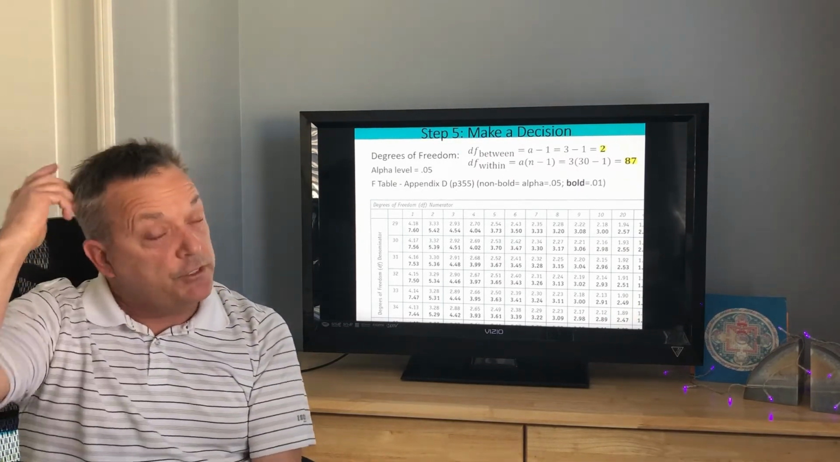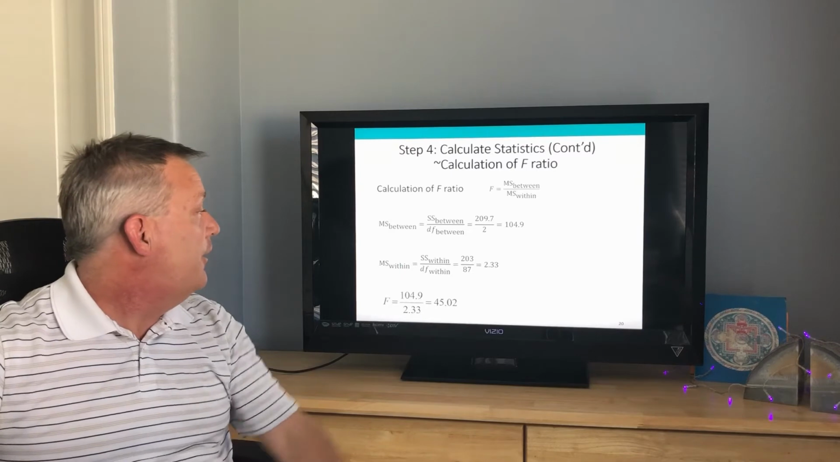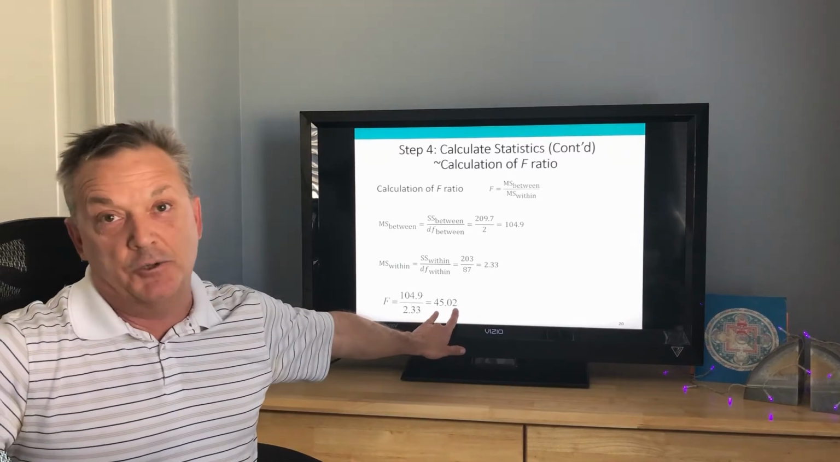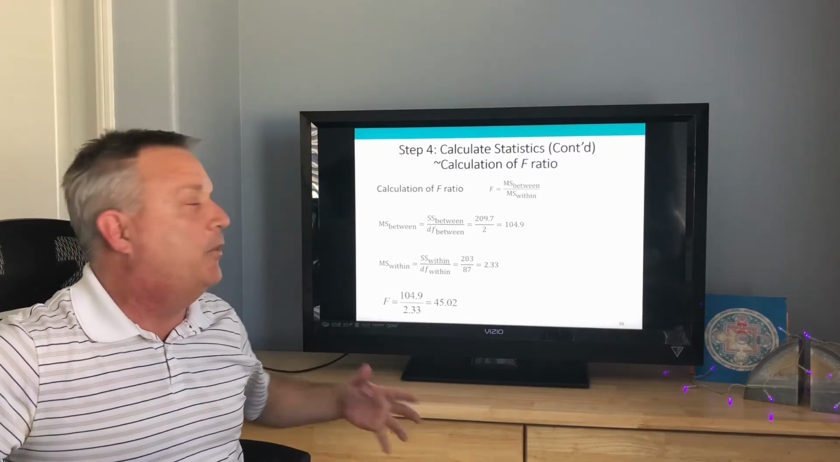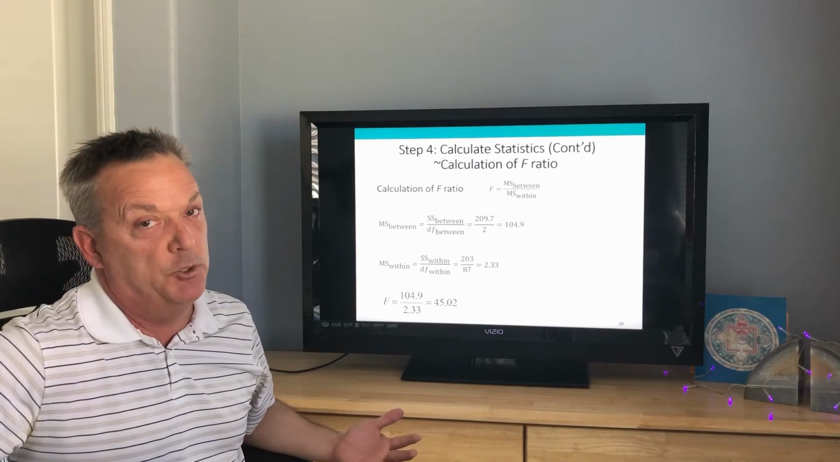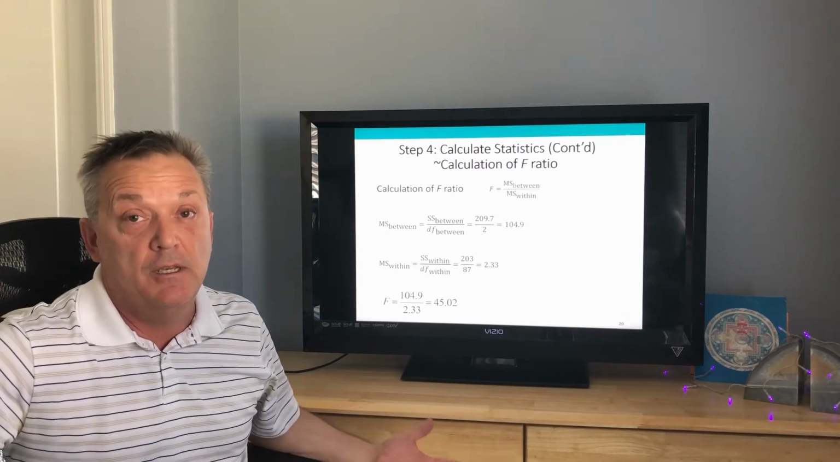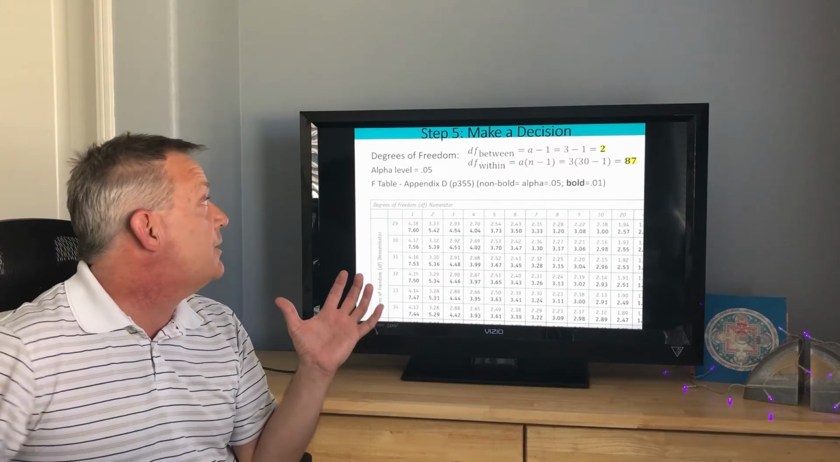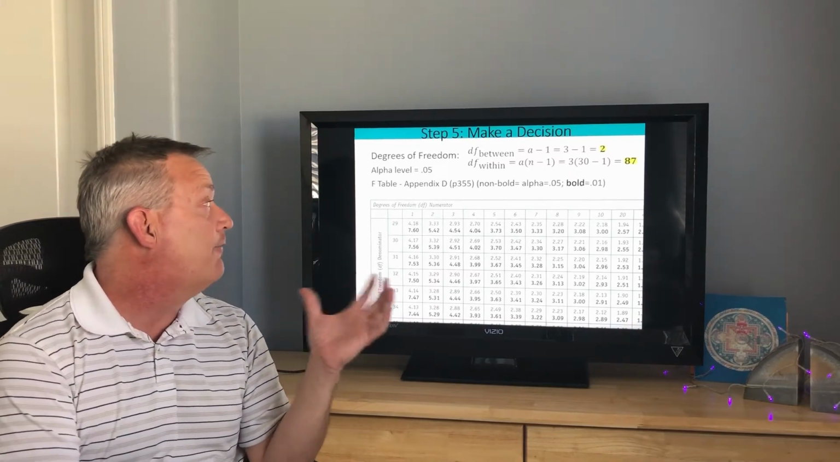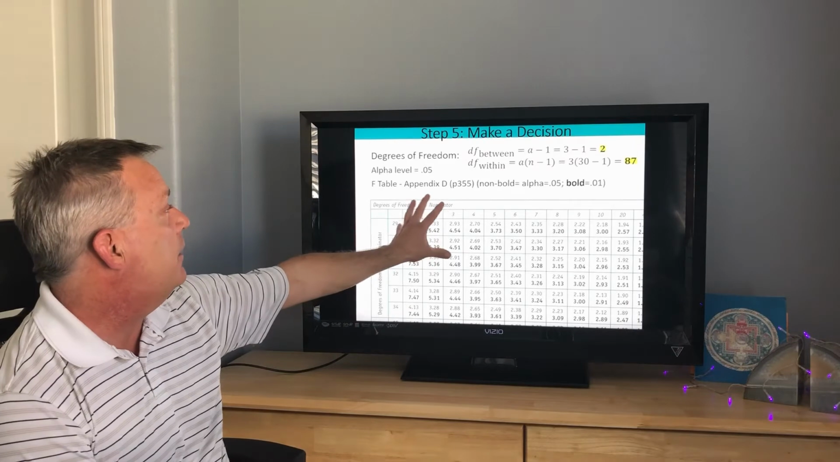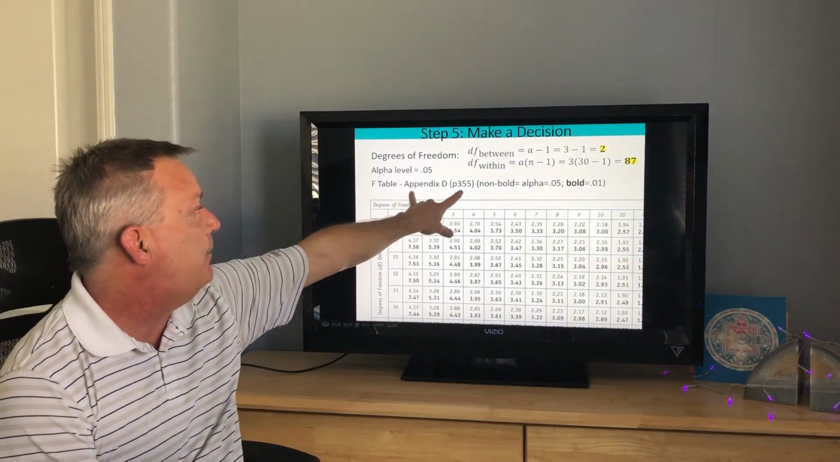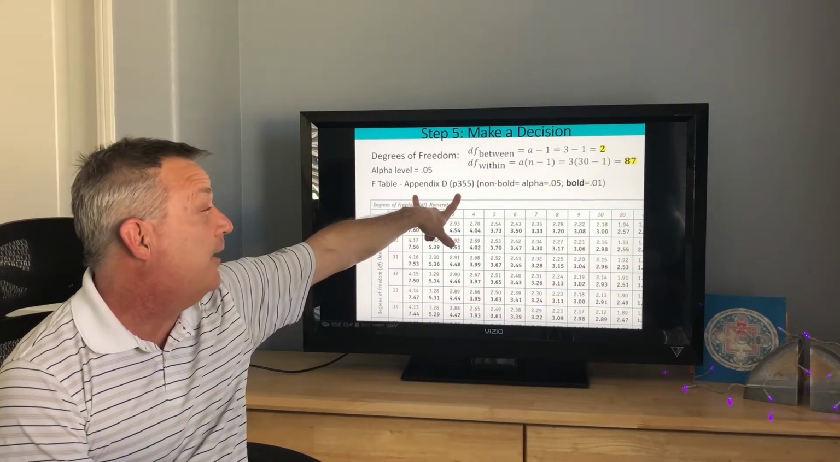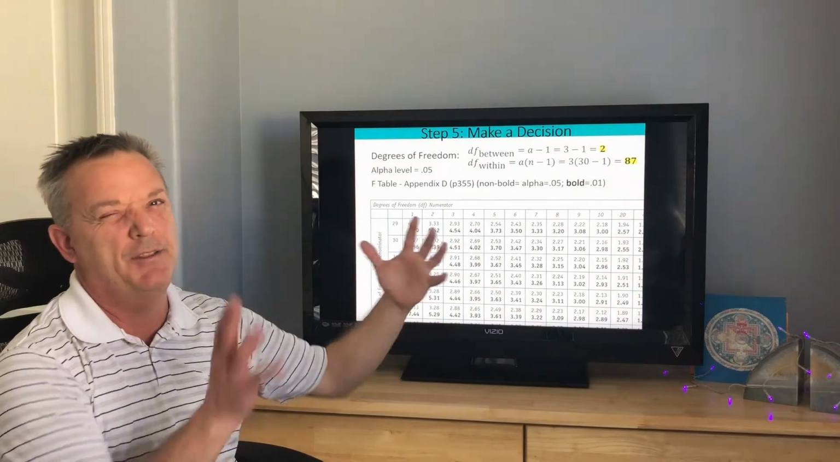So basically we've found our F value, which looks pretty large. Pretty huge, one would imagine, especially once you look at the table. But we need to look at the table to see what our F critical value is. So now I'm going to teach you how to find the F critical value on the F table, which is in Appendix D on page 355. I like to use that instead of the one in the book.